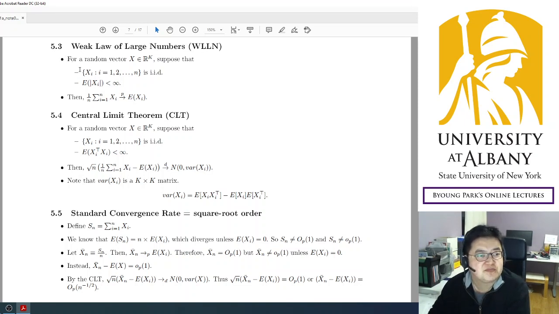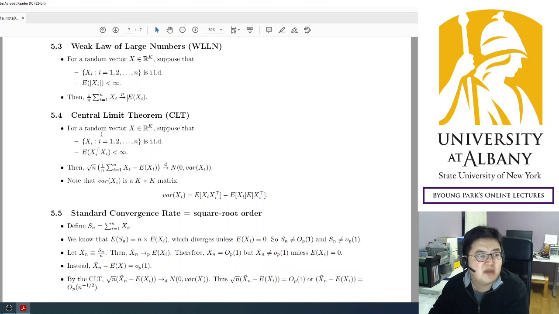So first, assume IID, obviously IID, and suppose that the expected value of the absolute value... Oh, by the way, it's my fault. I had to use the norm of x, not the absolute value. The norm of x is finite. So the expectation of the norm of x is finite. Then the sample mean converges in probability to the population mean, right? This is one.